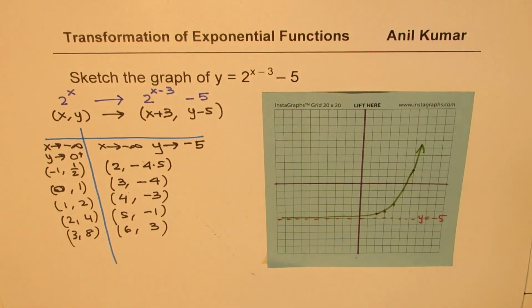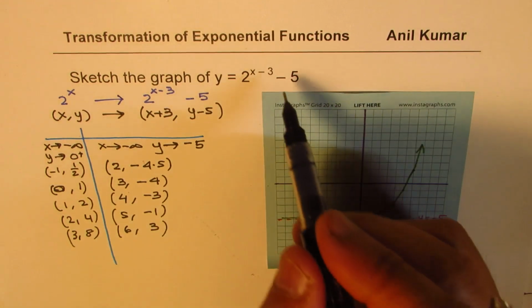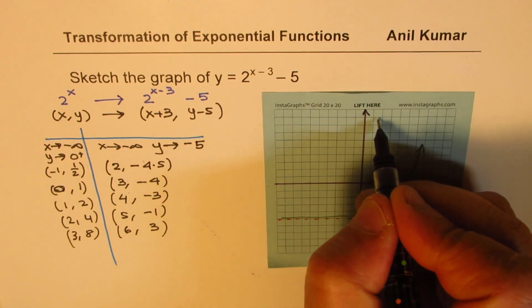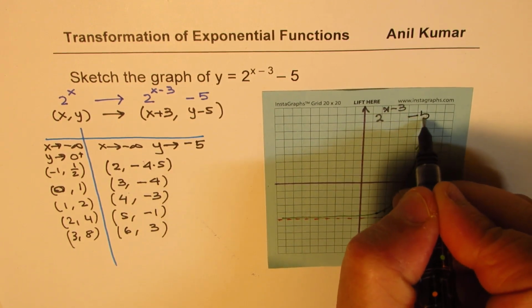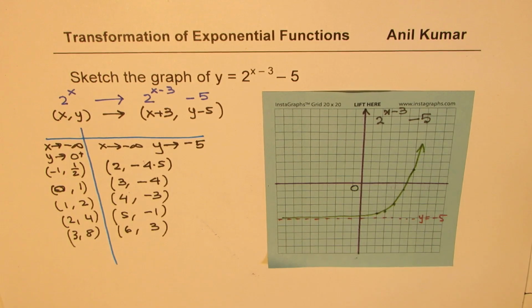So that becomes the exponential function which is going to represent the given graph, right? So that is 2 to the power of x minus 3, minus 5. That is how you could sketch it. I hope it makes sense.